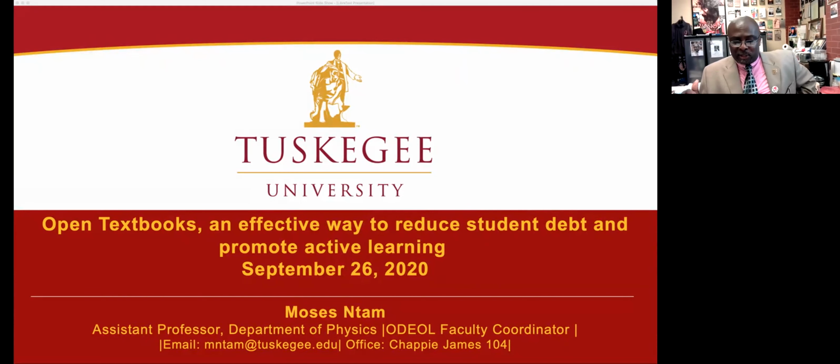And it should be noted that Dr. Ntam, since 2016, has developed 4 open source textbooks for use at Tuskegee University. He has done so for introductory algebra and calculus-based physics courses. The result of these open source textbooks has been savings students have realized of a total of about $150,000. That's an average of $200 per student in savings.